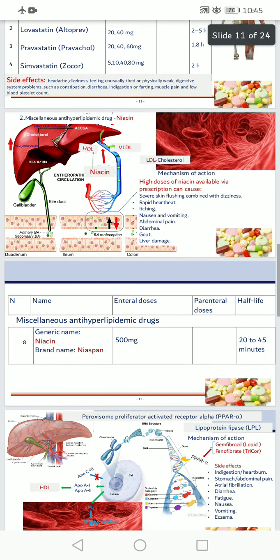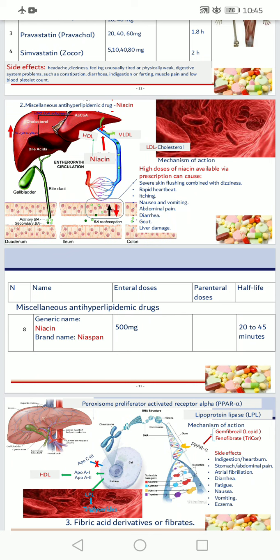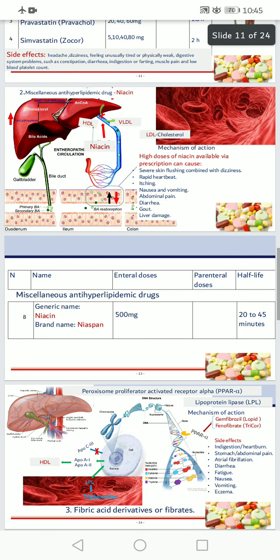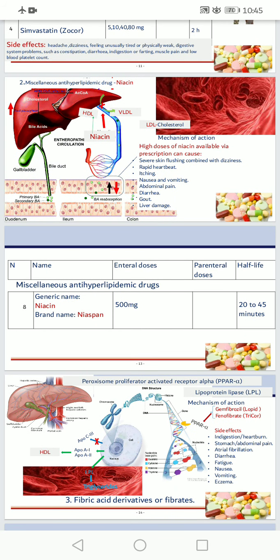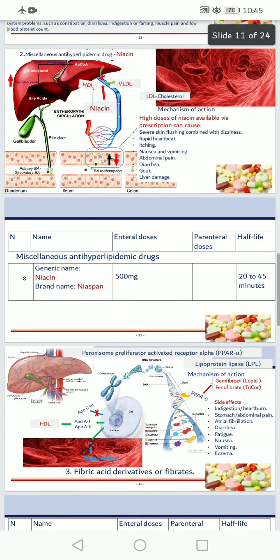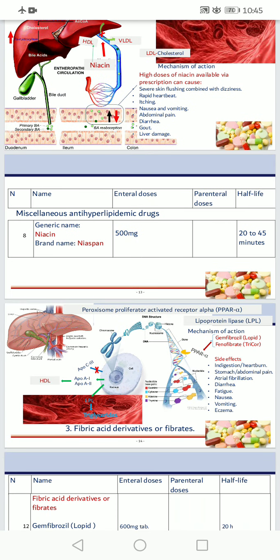The generic name is niacin, brand name Niaspan. Internal dose is 500 mg and half life is 20 to 45 minutes only. And you can also see the table of this.